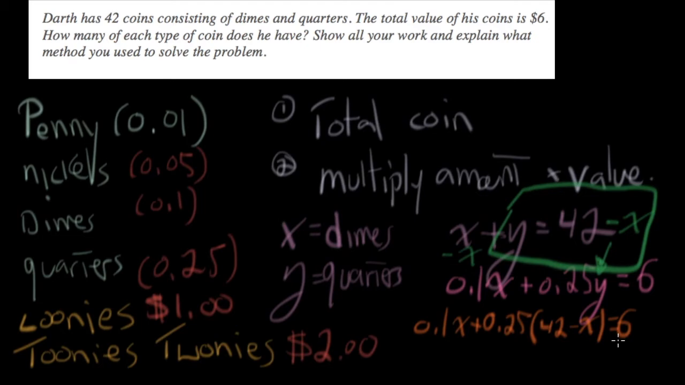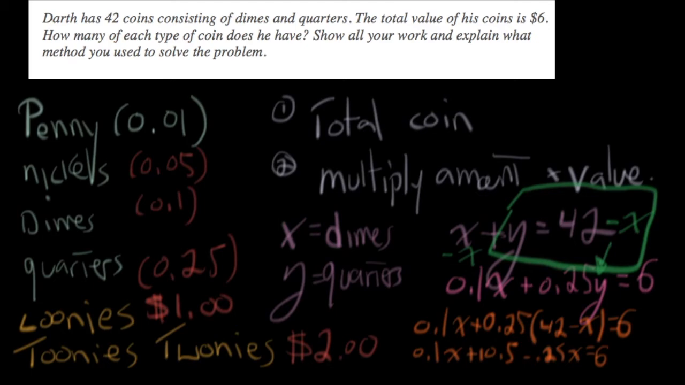So what do you end up getting? You get, obviously, some really fun numbers. You're going to get 0.1x plus, that will give you 10.5, minus 0.25x is equal to 6. I'm going to try and squeeze this in. I think I can do it.